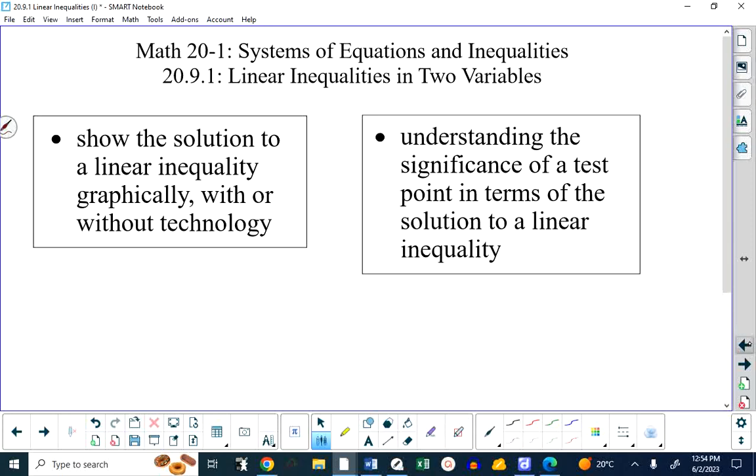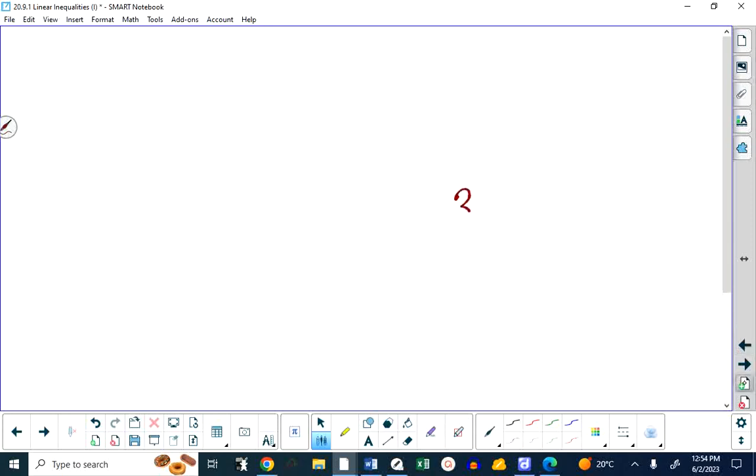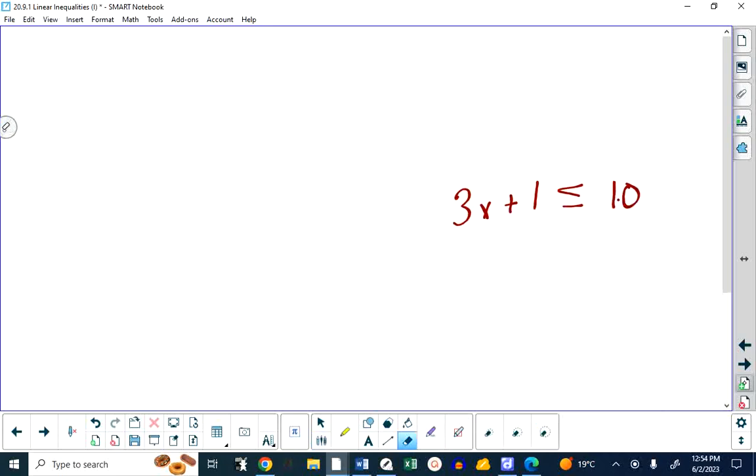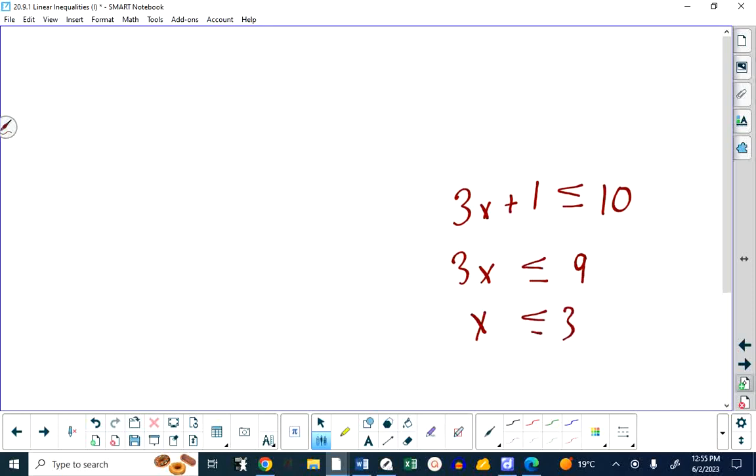If I have the following, 3x + 1 ≤ 10, that's a 10, not a 1.0. This is an inequality because of the less than or equal to. And it's linear because x is raised to the 1. And it contains 1 variable, just x. If I solve that, I subtract 1 from both sides and get 3x is less than or equal to 9, I get x is less than or equal to 3. Would you be in agreement with that?